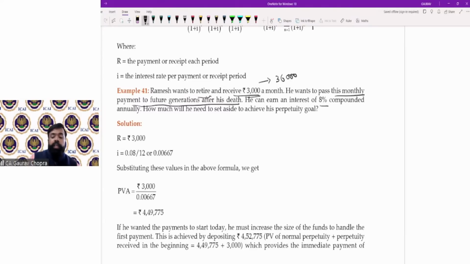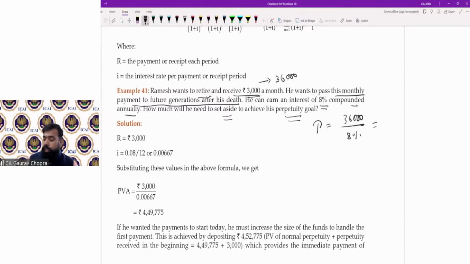He can earn interest at the rate of 8% compounded annually. So how much he need to set aside to achieve this perpetuity goal? तो आज उसको कितना पैसा डिपॉजिट करवाना पड़ेगा? So very perpetuity is equal to, अगर रेट ईयरली यूज कर रहे हैं देन आपको अमाउंट भी ईयरली यूज करना है. तो 36,000 डिवाइडेड बाय 8%.